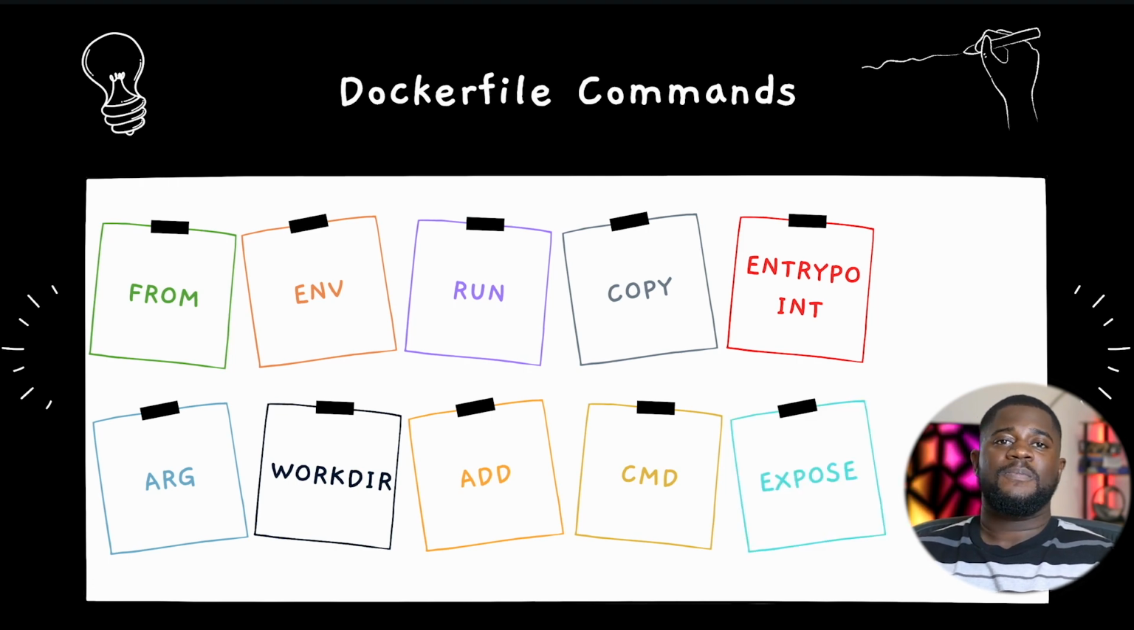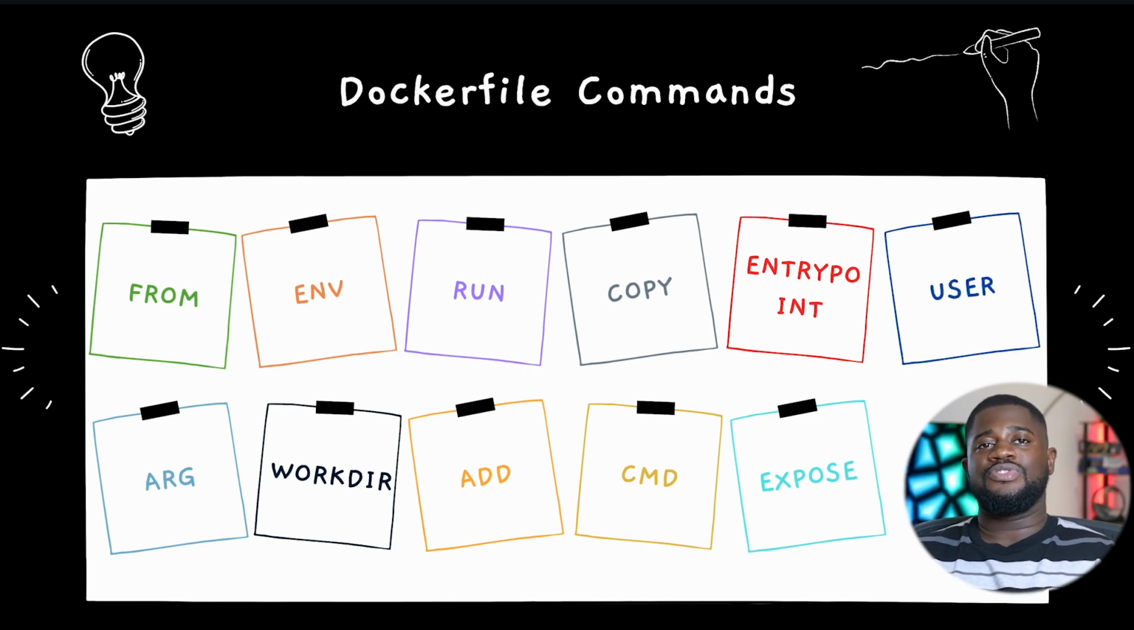Next, we have the EXPOSE. And basically, this informs Docker that the container that you're running should listen on a specified network port at runtime. And this is very crucial for communicating with other containers or to access the services running inside the container from outside. We also have the USER command. And the USER command in a Dockerfile is basically used to set what user or user ID the Docker container should use when it runs. So it basically specifies under which user the container operations will execute. And this is very important for security, as running as a non-root user can help to prevent unauthorized access or changes to the system.